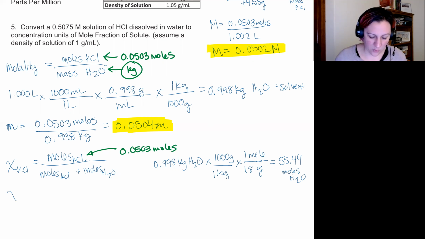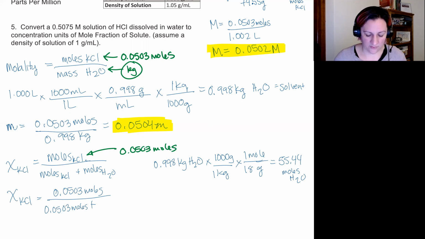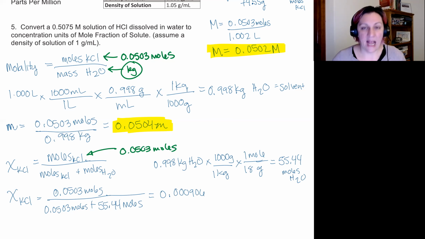So that mole fraction of potassium chloride will be equal to our 0.0503 moles divided by 0.0503 moles plus 55.44 moles of water. That water really dominates the denominator of this fraction. And calculating that and plugging it in, I'm going to get a value that is small. It's 0.000906. And since my units cancel, this is just a fraction without units, right? So I could also write this as 9.06 times 10 to the negative fourth as well. And that is my mole fraction.